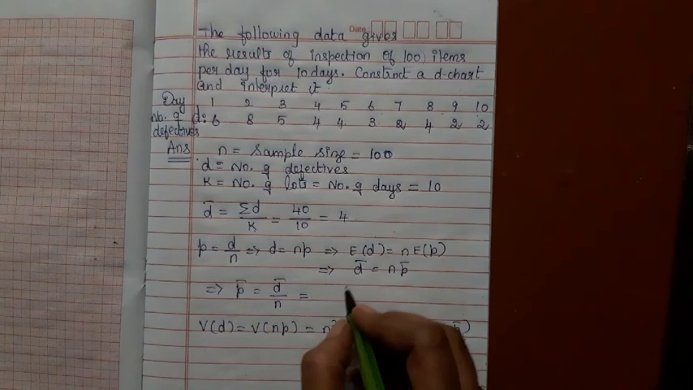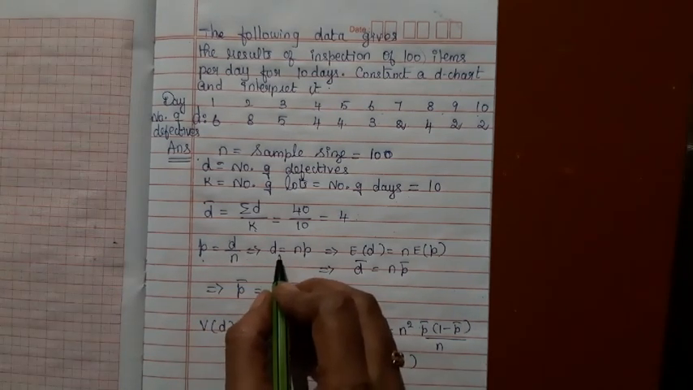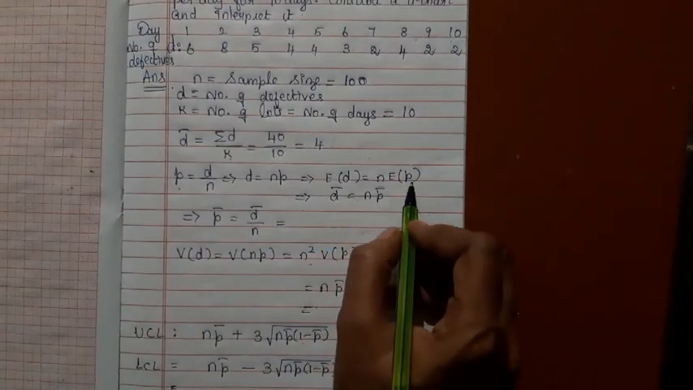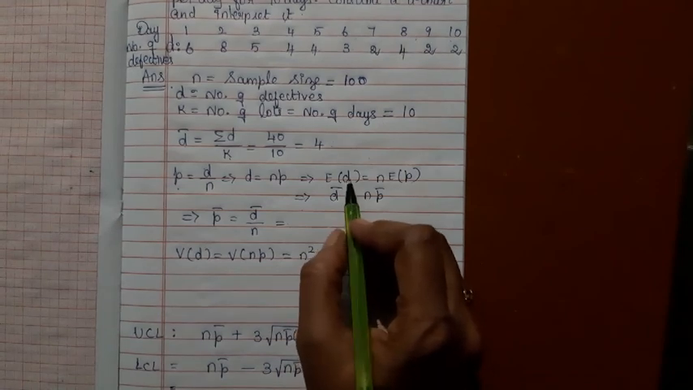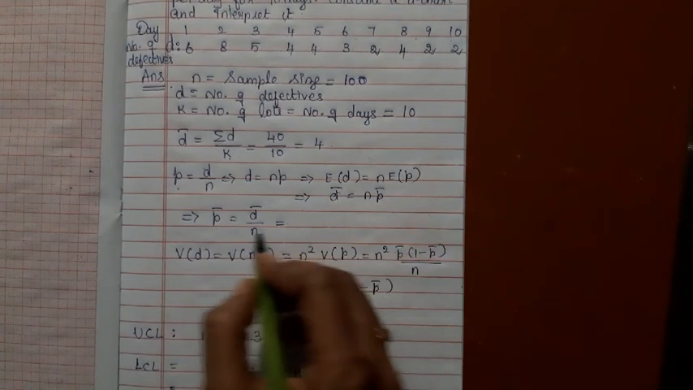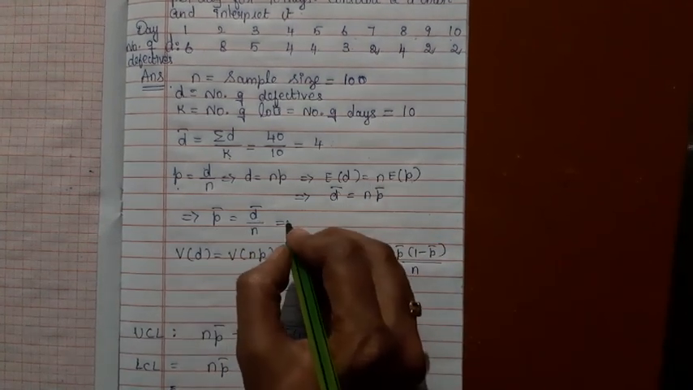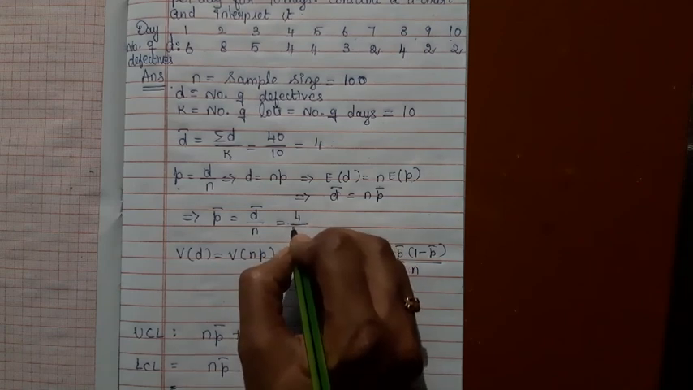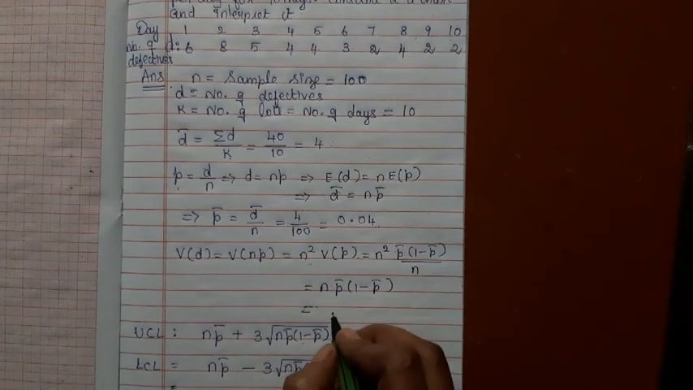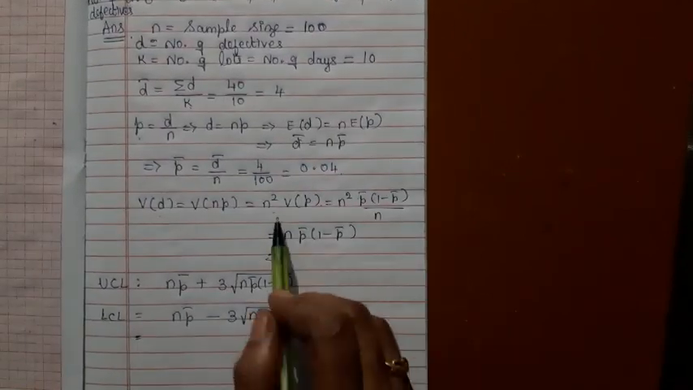Okay. Now P is equal to proportion of defectives is D by N. So D is equal to N times P. Expectation of D is N times expectation of P. Expectation of D is D bar and expectation of P is P bar. So if this is the relation, you can find P bar is D bar divided by N. That is 4 divided by 100. That is 0.04.